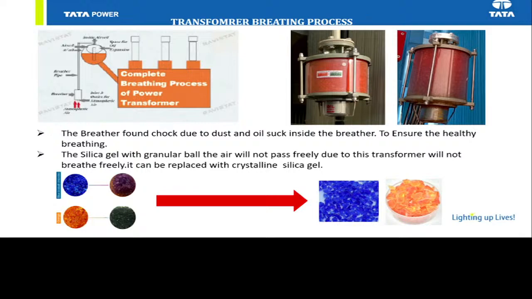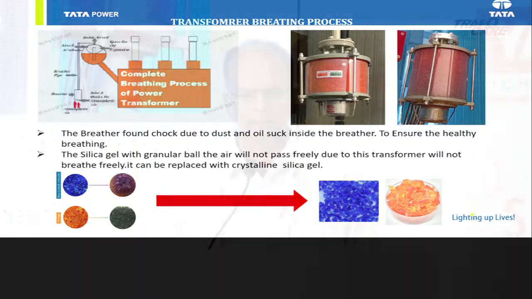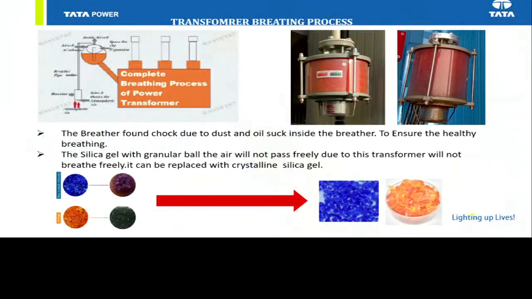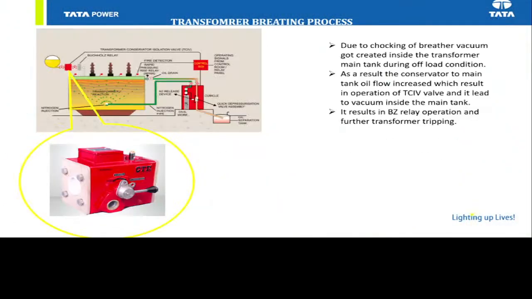When we opened the breather, we found a jelly-like substance which would choke the breathing. So what had exactly happened that day? When the breather got choked, the transformer could not breathe, and the entire pressure was on the air cell, which gets pressurized during the daytime. During the night time, when the load got reduced, the entire pressure was on the oil which is coming from the conservator to the main tank.